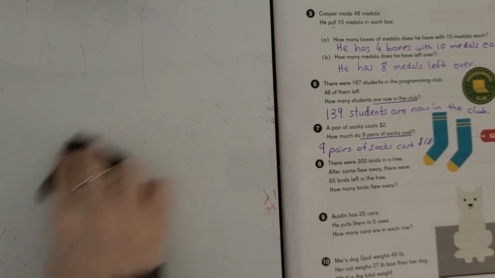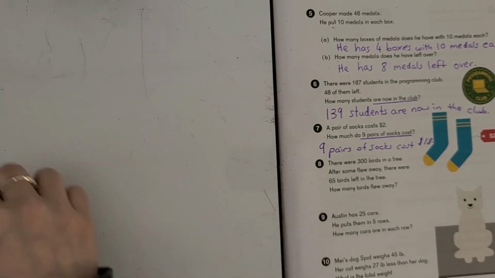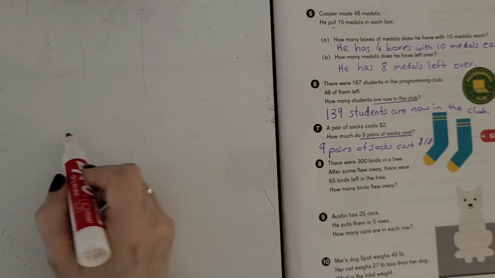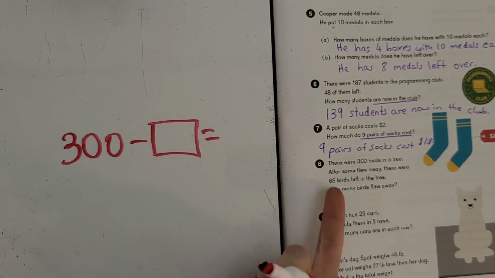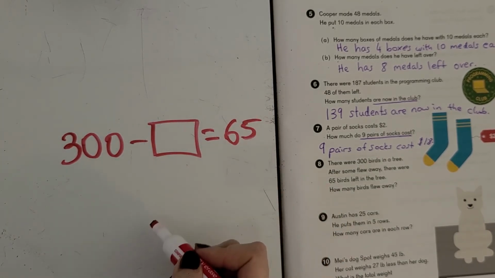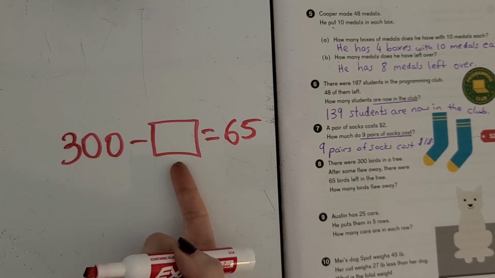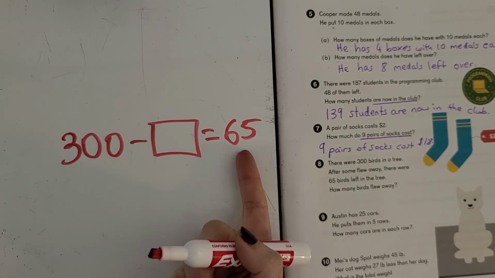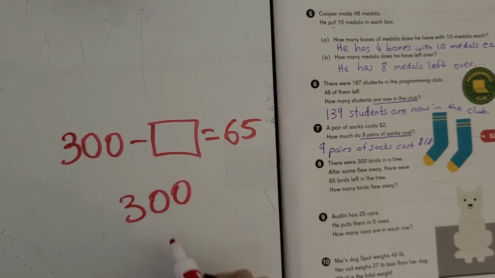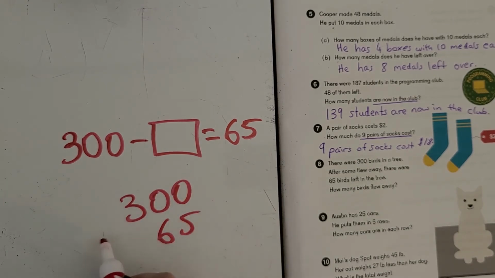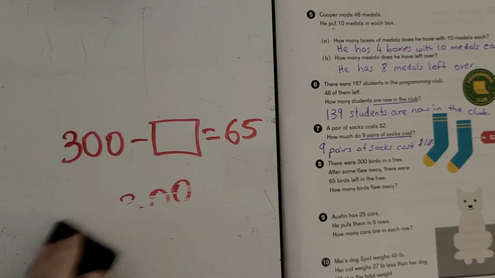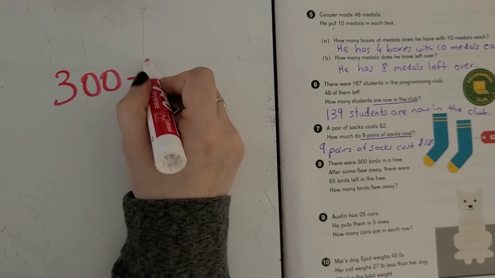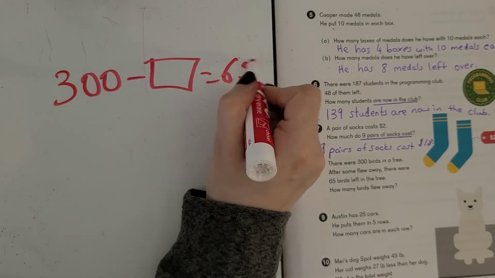Number 8. There were 300 birds in a tree. After some flew away, there were 65 birds left in the tree. How many birds flew away? So we know there were 300 birds. Some flew, and now we have 65 birds left. In order to find the missing number, we have to take apart the part that we know. So we would say 300 minus 65 equals. I'm going to move this up so you can see it better.